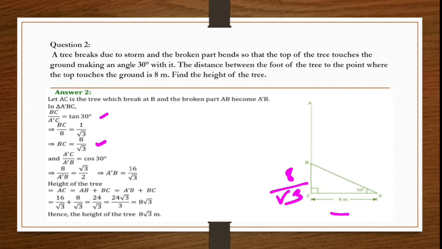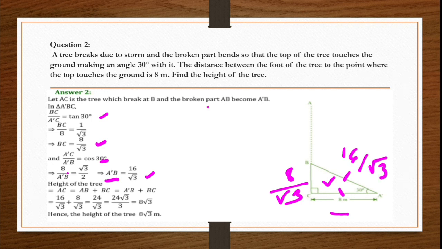Okay. Again from this triangle you can write A dash C by A dash B. This is equal to adjacent by hypotenuse, that is cos 30. From here, by putting the value of A dash C, you can find the value of A dash B, which is equal to 16 by root 3. That means this portion is 16 by root 3.